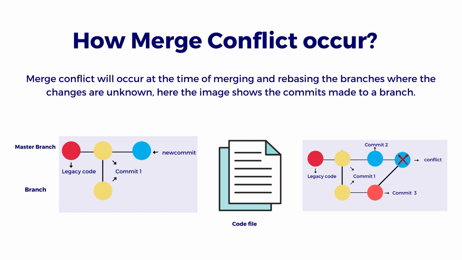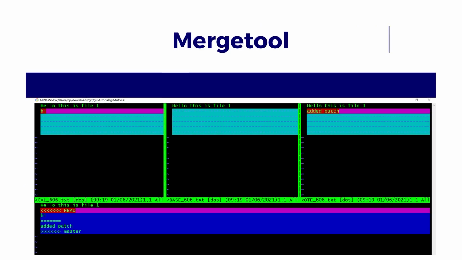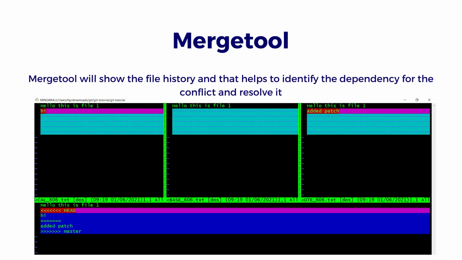Here the image shows the commits made to a branch. When the second developer merges, the conflict is raised, and to resolve this we will use the merge tool, which is used to display the changes, and we can review them and commit to resolve the conflict. Now we will see how a merge tool looks and the syntax for using it. The syntax is simple, git mergetool, and you can also use additional tags for opening in the editor. The merge tool will show the file history, and that helps to identify the dependency for the conflict and resolve it.